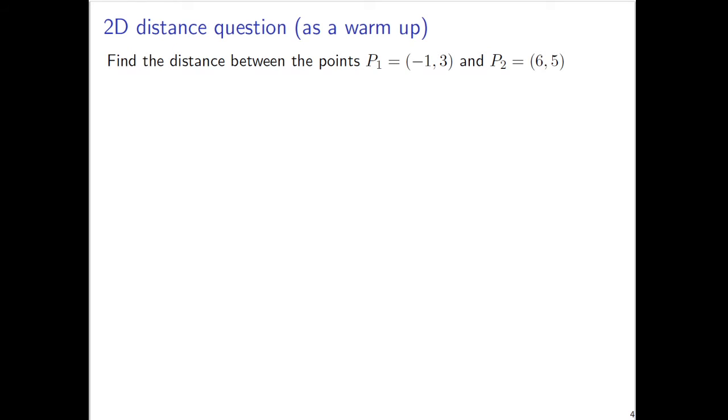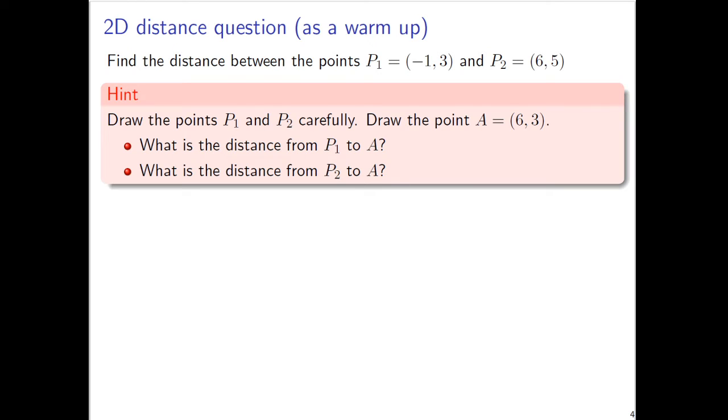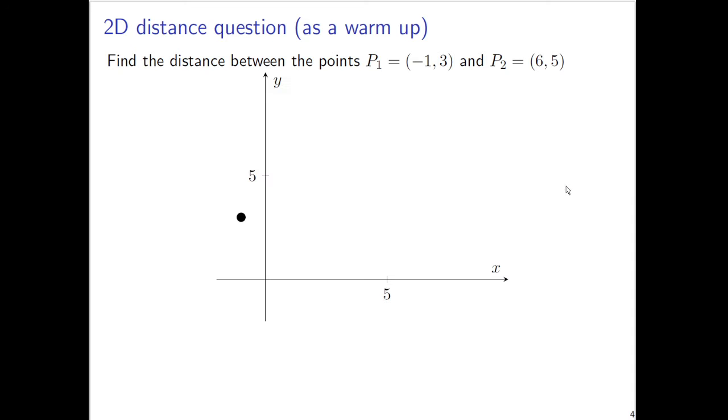Let's talk about finding the distance between two given points. The first thing to do is think about it; it could be these two points or any other points, but draw the two points carefully and draw the point (6, 3) as well. (6, 3) has been chosen because it takes one point's x coordinate and the other point's y coordinate. And you can find the distance from point 1 to A and point 2 to A easily because they're horizontal or vertical distances. So you've got a situation that looks like this between the two points, and there in red is that point A.